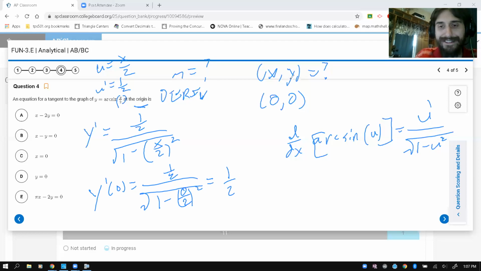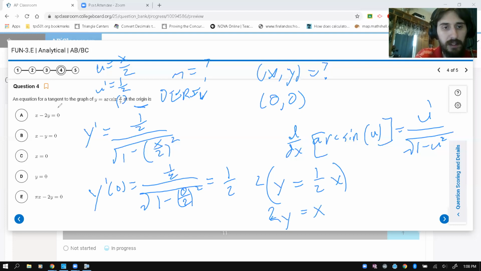Our point is 0, 0. We then write our tangent line in point slope form. Y minus 0 equals 1/2 x minus 0. Now you'll notice that that doesn't match any of these over here. There's no a half, but we can convert this to look like that by simply multiplying the whole thing by 2 to get 2y equals x.